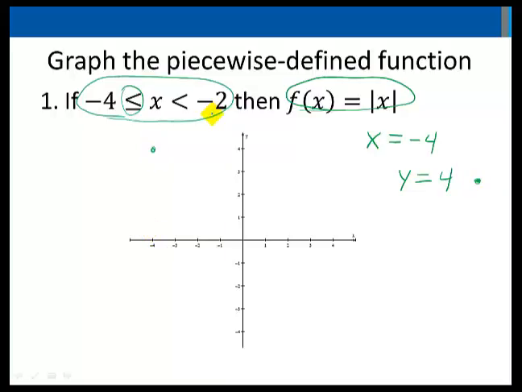And then we'll go on to our other anchor here, which would be at x equals negative 2. Here, y equals 2. And because of the less than sign, we can see that negative 2 will not actually be included in our graph, but all points up to negative 2, 2 will be included. And so I'll plot negative 2, 2 using an open circle, and I'll graph in the absolute value of x between those 2 points, and this is the first part of our piecewise defined function.